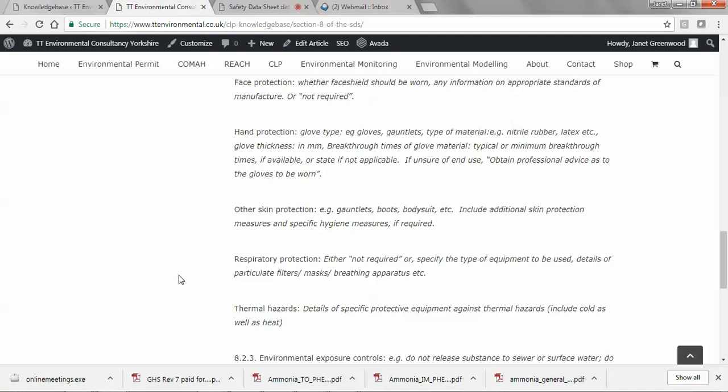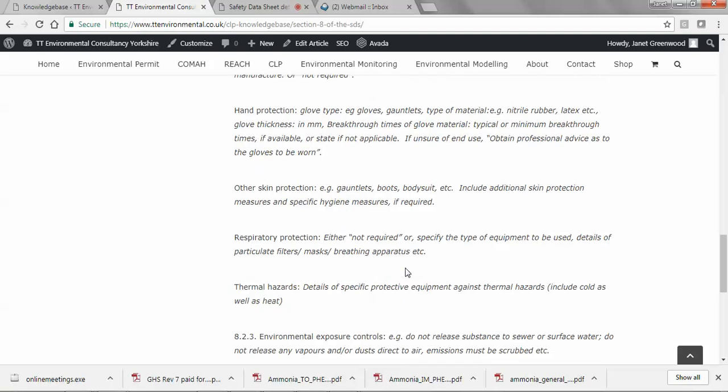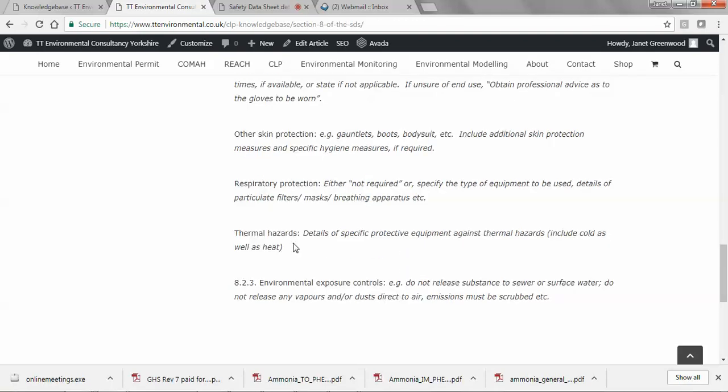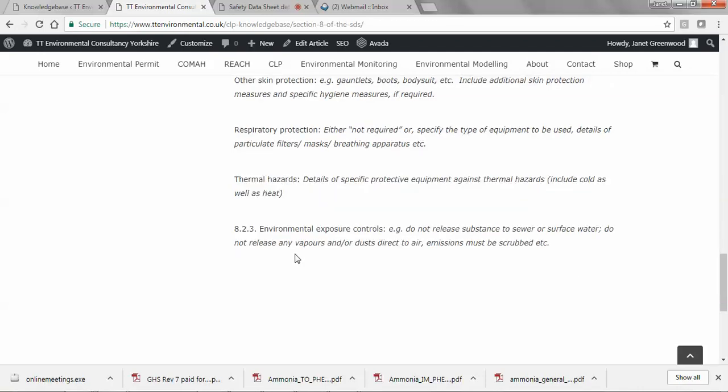And you also need to put in if there are any thermal hazards. And don't forget that can include cold as well as heat. If you've got something that is going to give someone a freezer burn, then they may need to know that they will have to have gloves, and thick gloves at that, before handling it, just to avoid that risk. And 8.2.3 is environmental exposure controls. Do not release substances to sewer or surface water, etc.